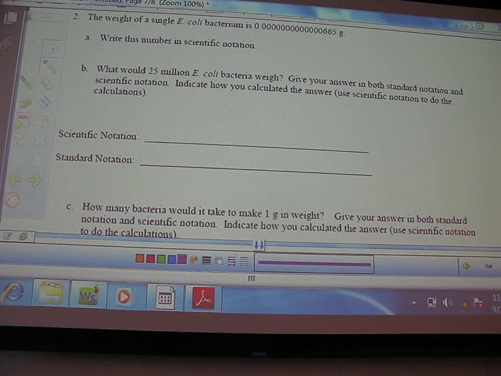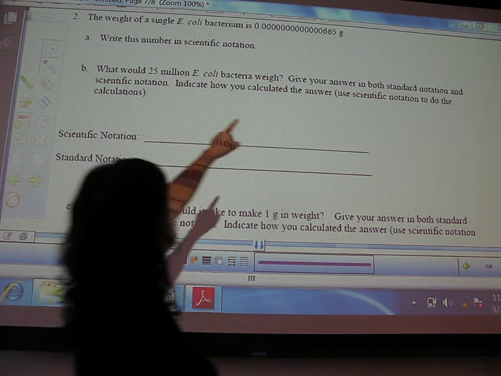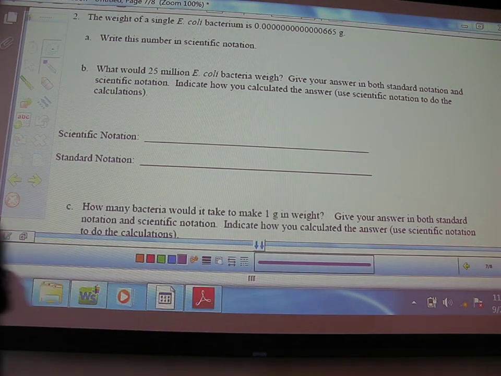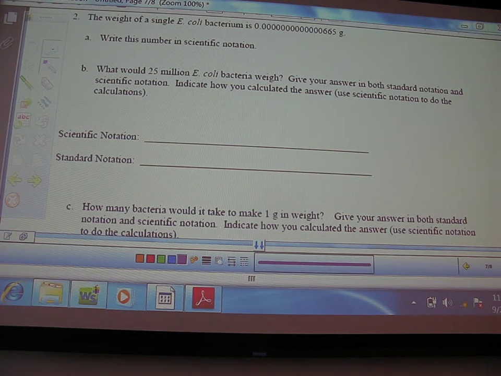So your decimal place is going to go after the first non-zero number. So my decimal place is going to go after the 6. How many places do you have to move the decimal place over to get there? I'm going to put my decimal place right here after the first 6, between the two 6s. Is everyone on board? So it's going to be 6.65 times 10 to the something.